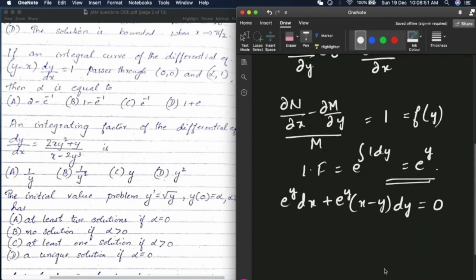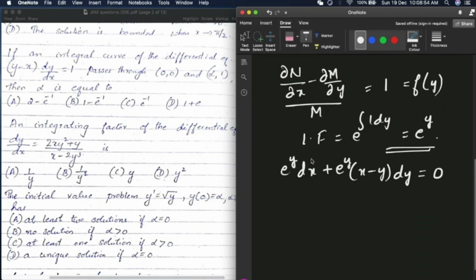So this is my differential equation now. And as per the definition of integrating factor, this has to be an exact differential equation. That is what integrating factor means. Now you know how to solve an exact differential equation. Ma'am, please repeat the M integral part.